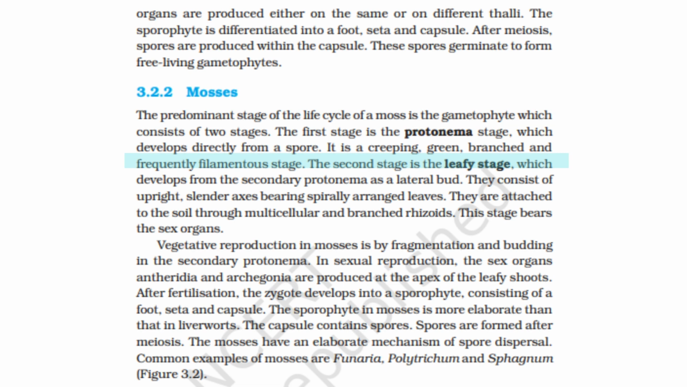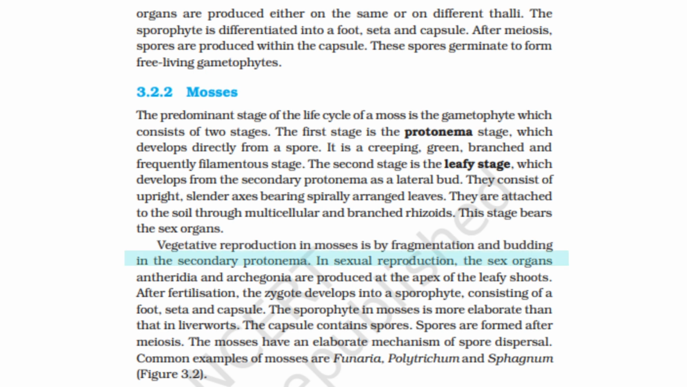The second stage is the leafy stage, which develops from the secondary protonema as a lateral bud. They consist of upright slender axes bearing spirally arranged leaves. They are attached to the soil through multicellular and branched rhizoids. This stage bears the sex organs. Vegetative reproduction in mosses is by fragmentation and budding in the secondary protonema.